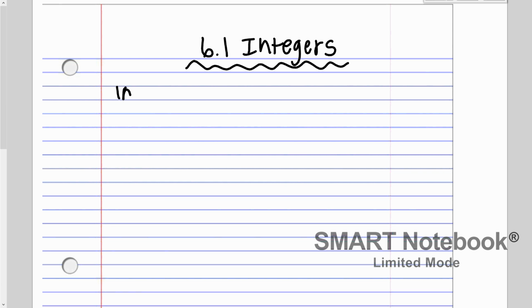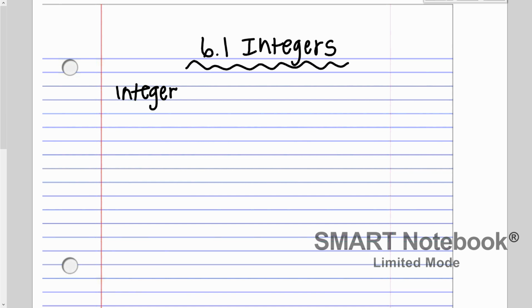Today we're going to be introduced to chapter 6, which has to do with integers. So today we're learning section 6.1, and it's all about integers and what they are. So the first thing we're going to do is define what integers are. So we're going to write integer.